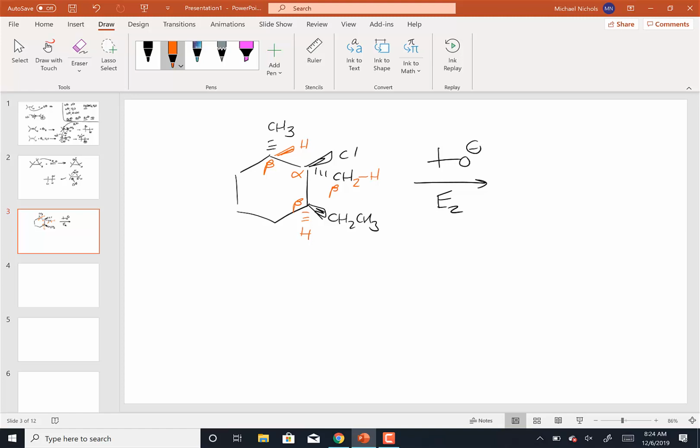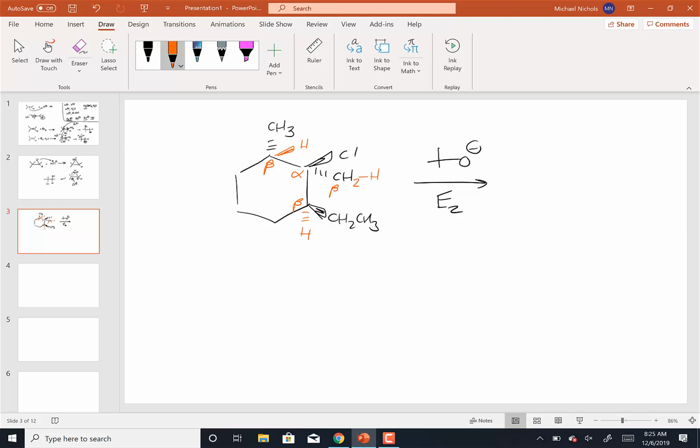Now, because this is E2, only the beta hydrogens that are anti-periplanar can be removed. What does that mean for the ring? That means the beta hydrogens have to be, sure, they have to be attached. Oh. Well, what does dashed mean in this case? Trans. They have to be trans. I don't want somebody to think they always have to be dashed, because if I flip the chlorine and the methyl group, then they're not going to get that problem right. So they got to be trans.